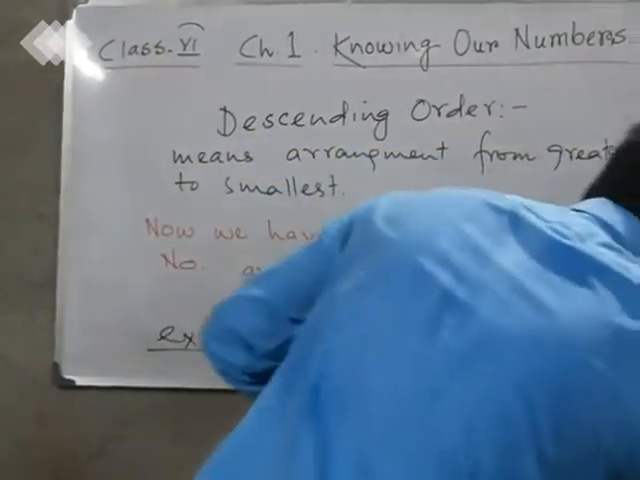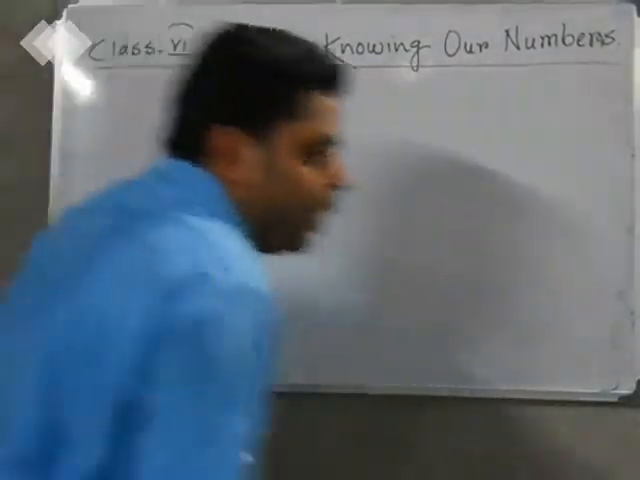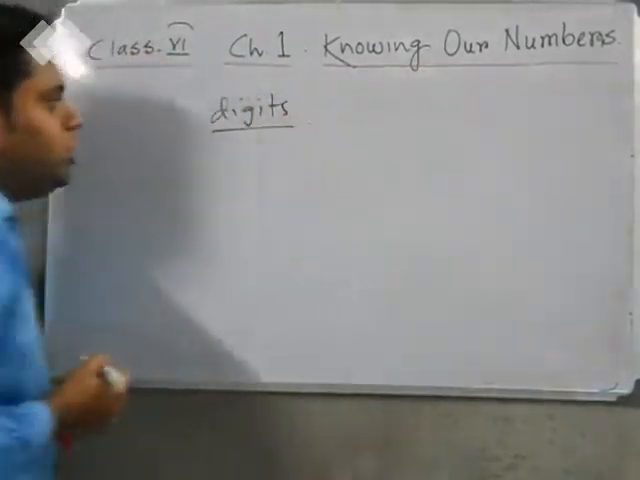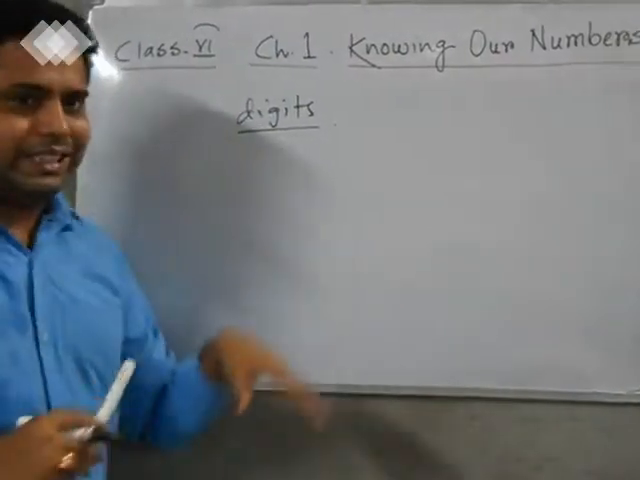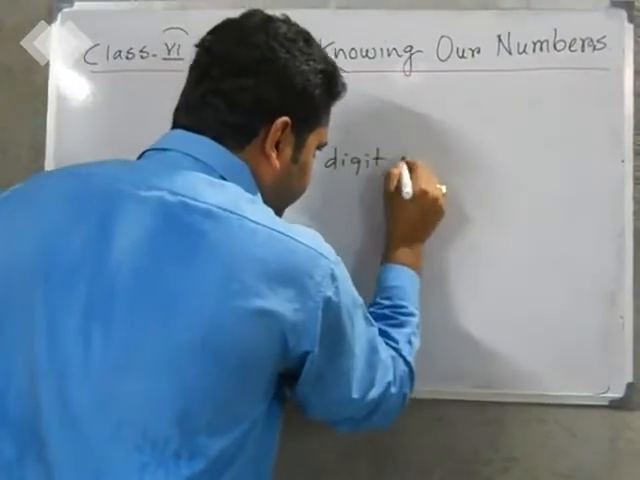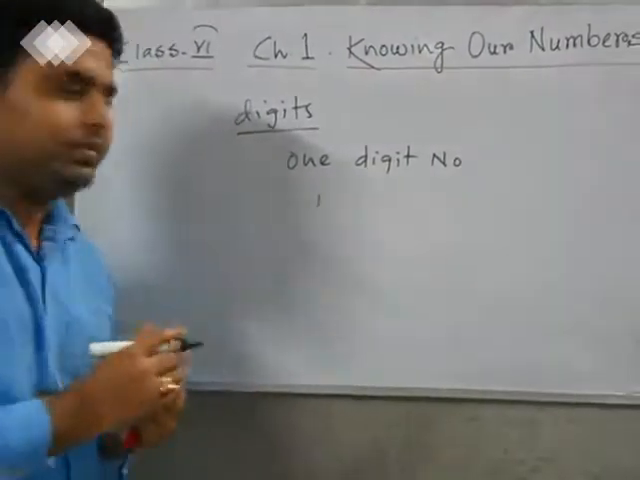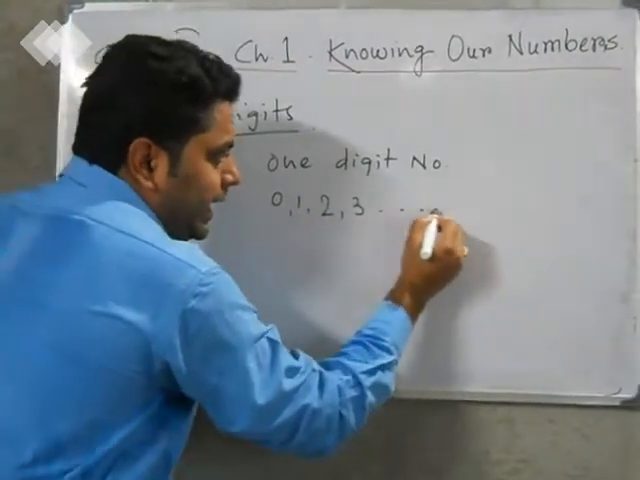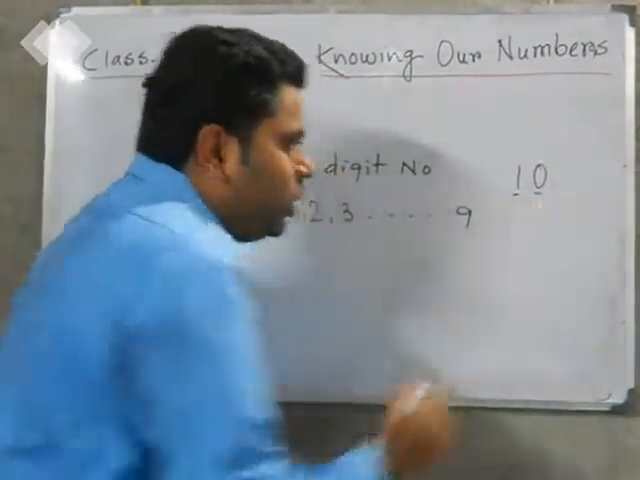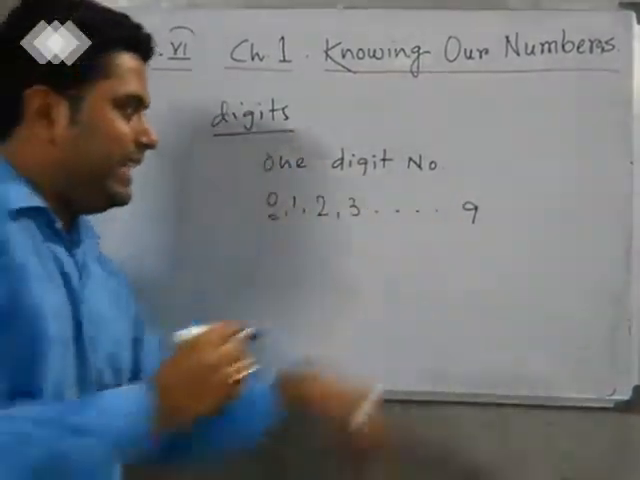Next, we learned about ascending order, descending order, digits, greatest and smallest number, and now we have to learn about digits. I told you digits, the separated numbers are called digits. There are so many kinds. First of all, this is a one digit number. A one digit number means a number having a single digit, like 0, 1, 2, 3, till 9. After 9 comes 10, which is not a single digit number. Look there, 1, 0, this is a 2 digit number. So the one digit numbers start from 0 and end at 9.